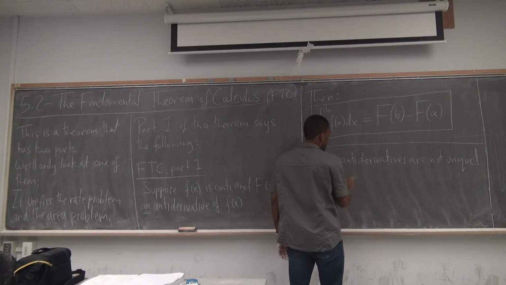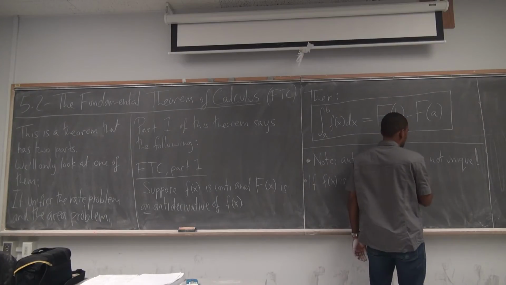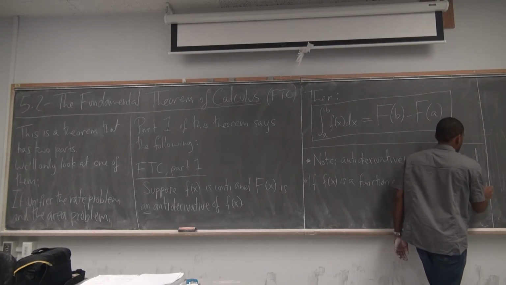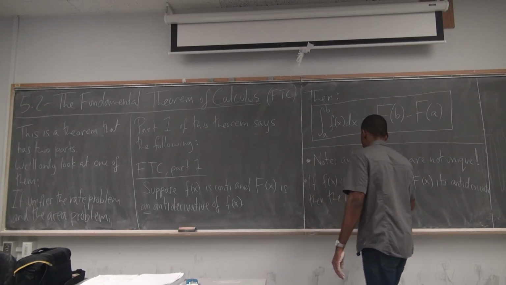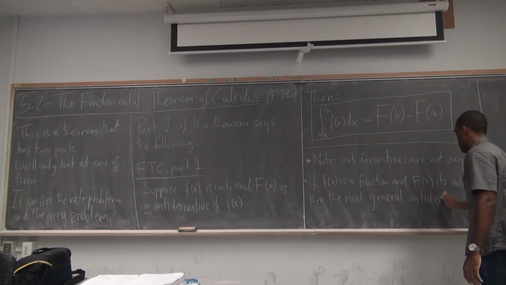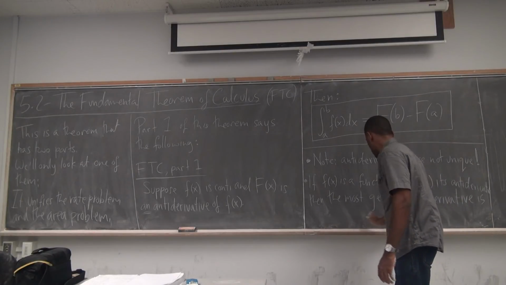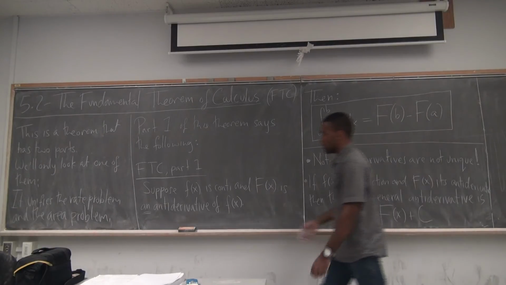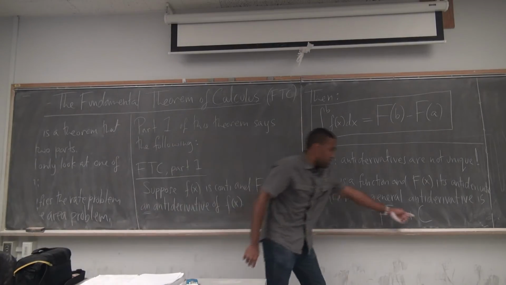If f of x is a function and big F of x is its antiderivative, then the most general antiderivative is big F of x plus a constant. Why? Because if I take the derivative of a constant, I get 0.